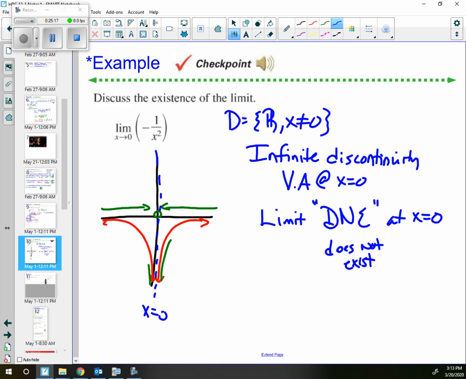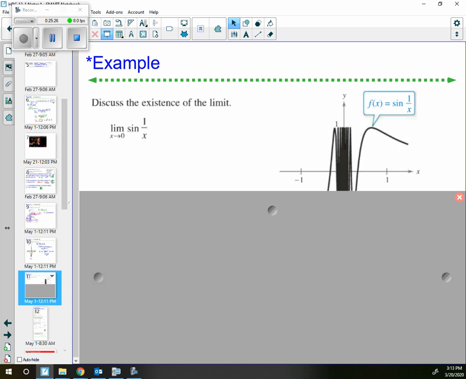It's getting infinitely small on both sides. We can't have a limit there either. So in the last one, the limit didn't exist because it jumped. This one, it was infinite. Let's take a look at one of the oscillating ones.